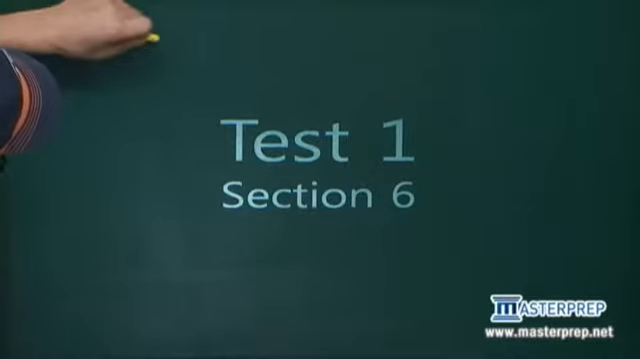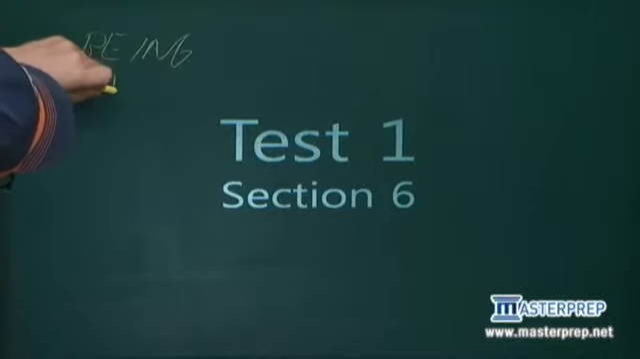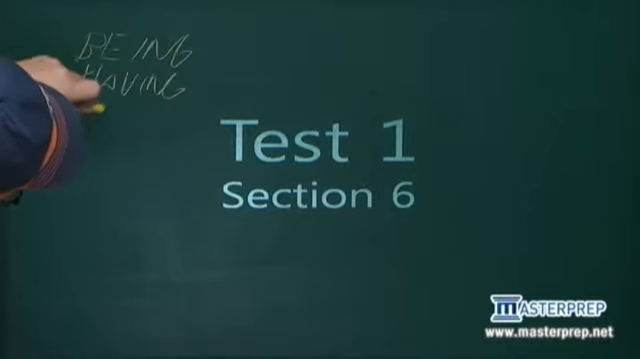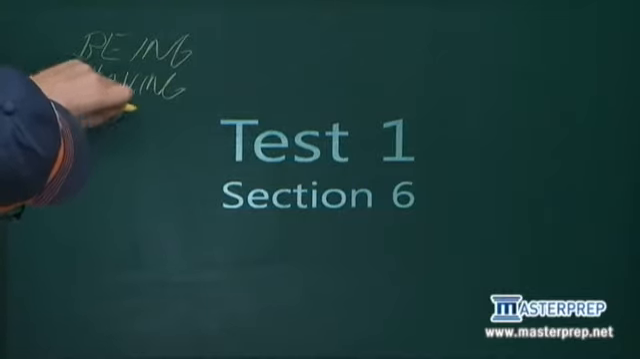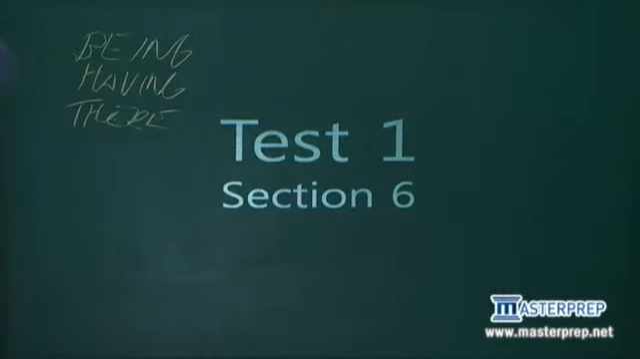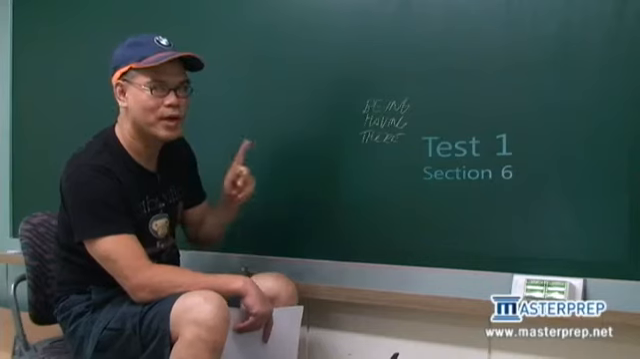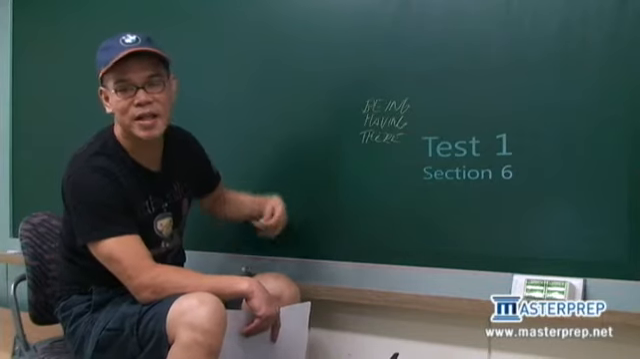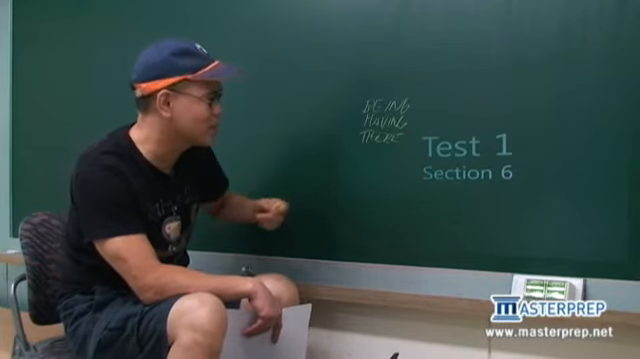Okay? Our first three things that we're going to be looking for are what? Things we don't like. Being, having, there. These are the three things we don't like. Not that they're wrong, okay? We don't like them.